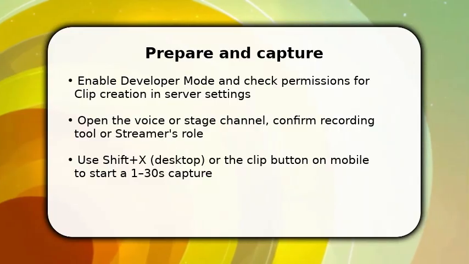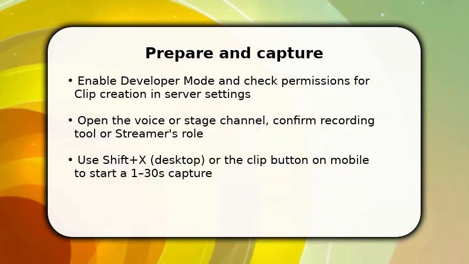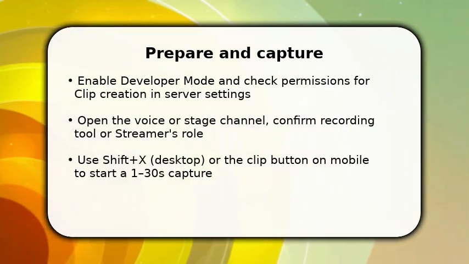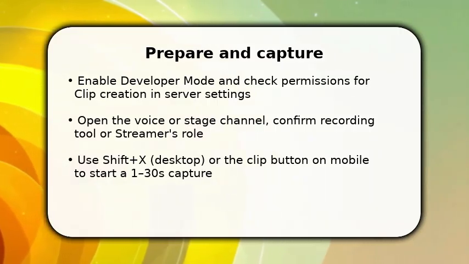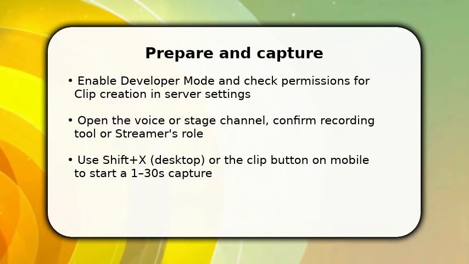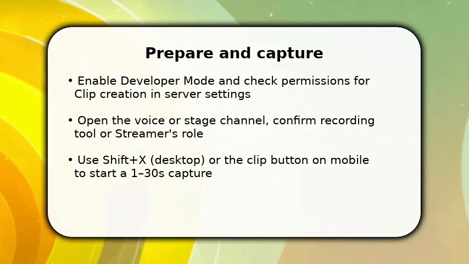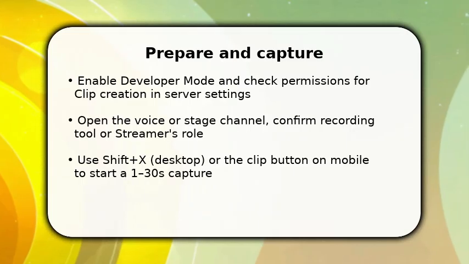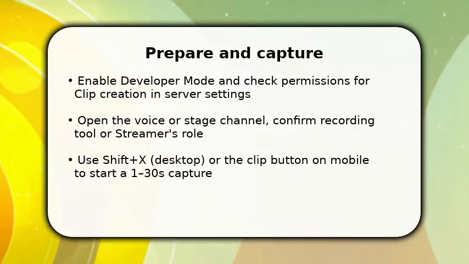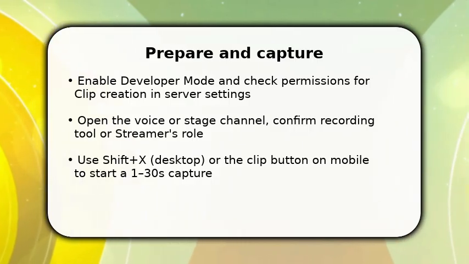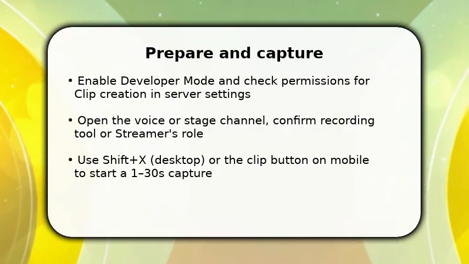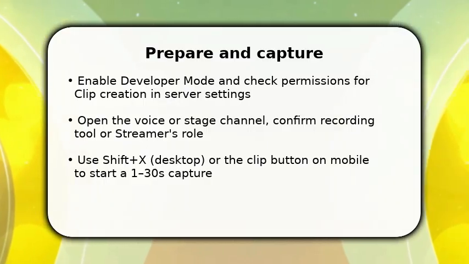You start by confirming permissions and selecting the right channel. You need Manage Messages or the streaming role to save clips. Once done, position your window and choose whether you capture the whole screen or a single app. Use the built-in clip button on mobile or press Shift+X on desktop to record a short highlight. This ensures you get the exact moment. Make sure notifications are muted and overlays off, so your clip stays clean and focused on the action.